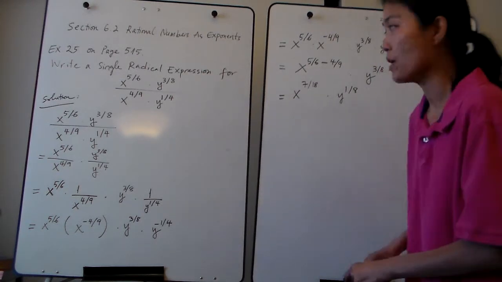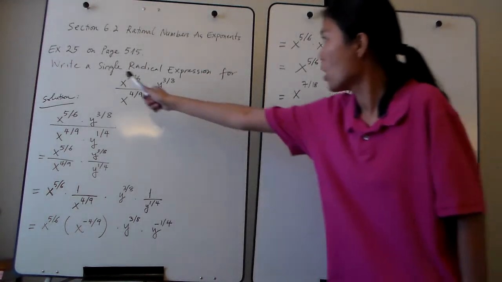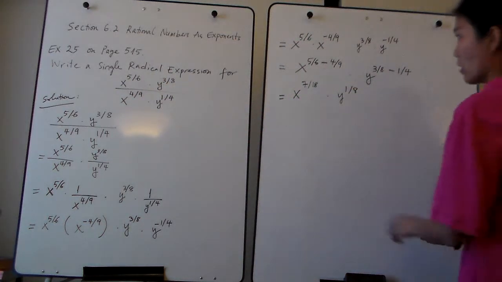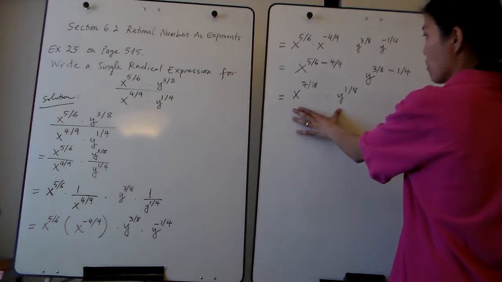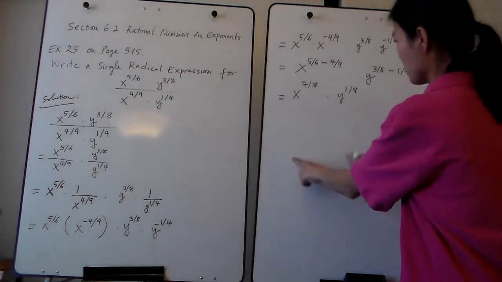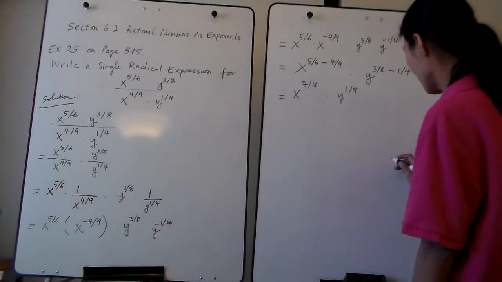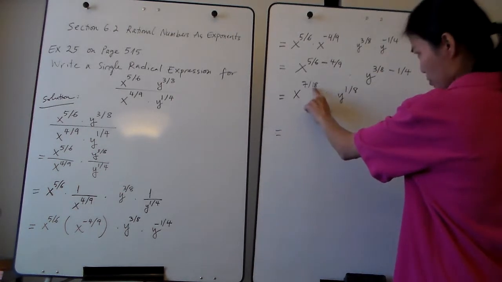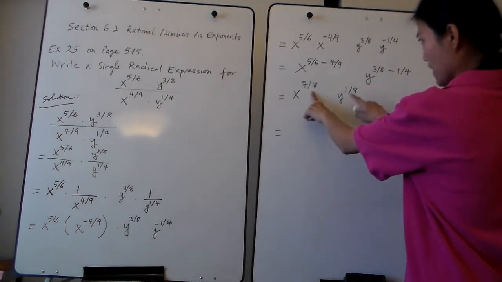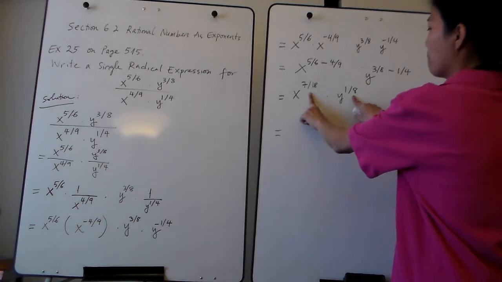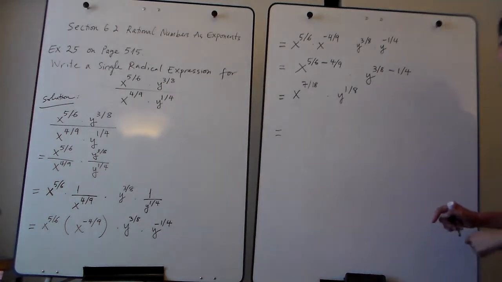Now, we're not there yet. We need to write this as one single radical expression. So, we have these two exponential expressions. To combine these two, we need the exponent of each base. This exponent here and this exponent here must have the same denominator.